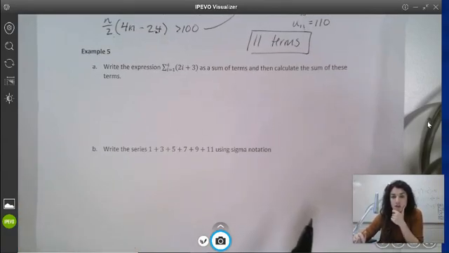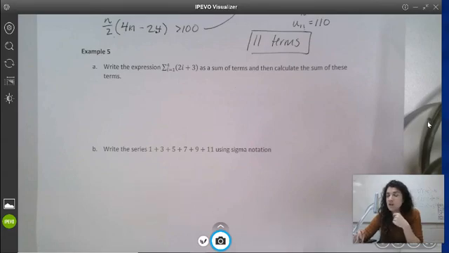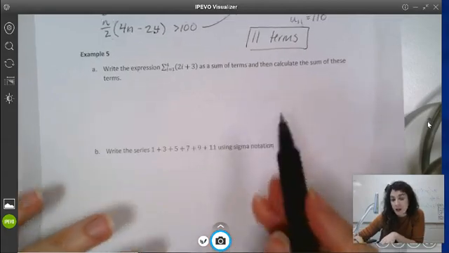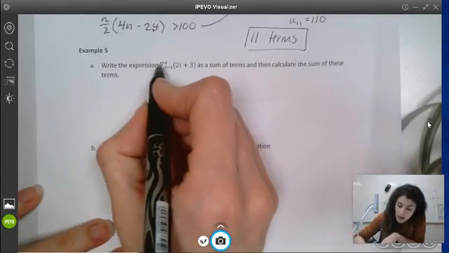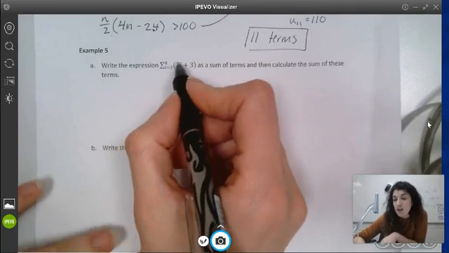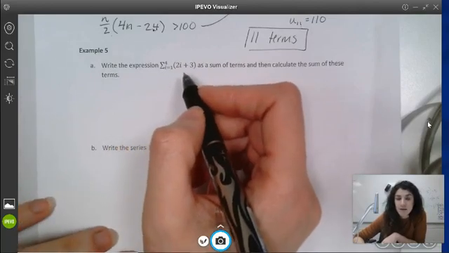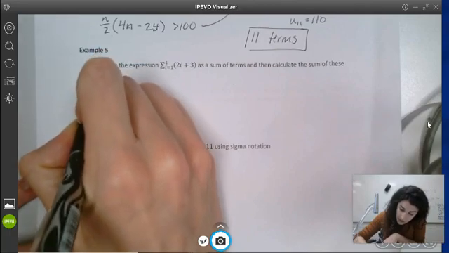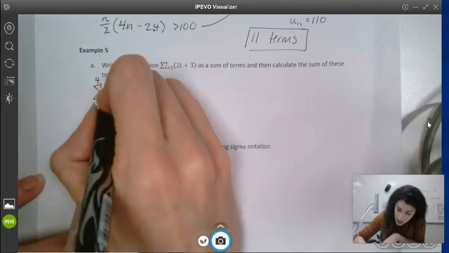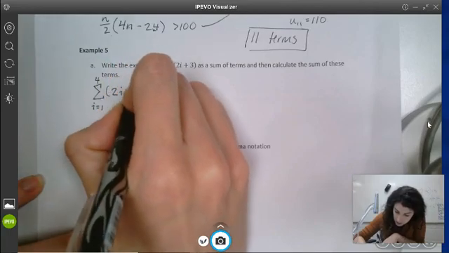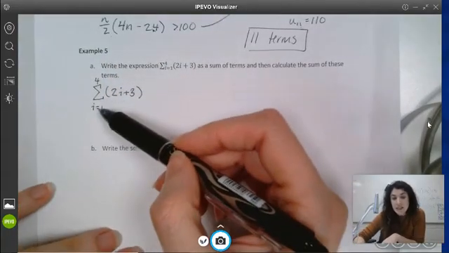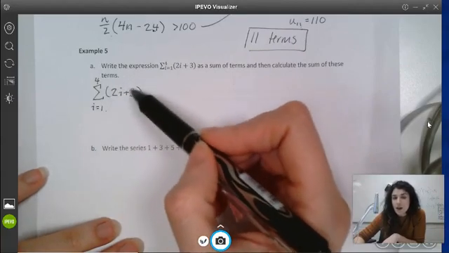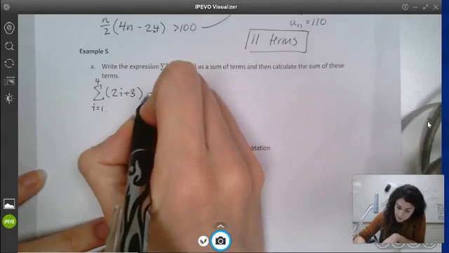Example 5 is just practicing our sigma notation. We have talked about the formula a lot. We just haven't talked about the sigma notation. So we're going to write this expression as a sum of terms and then calculate that sum of terms. When we type this into a Word document, it doesn't like to format well. And so really what that's saying is this guy, i starts at 1 to 4 of the equation 2i plus 3. Which means the sum from the first term to the fourth term represented by this equation.